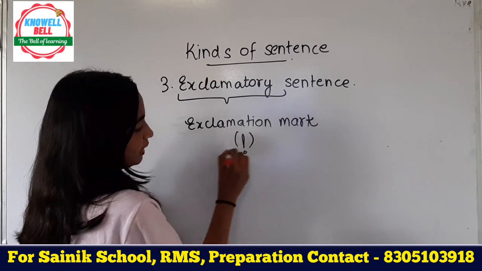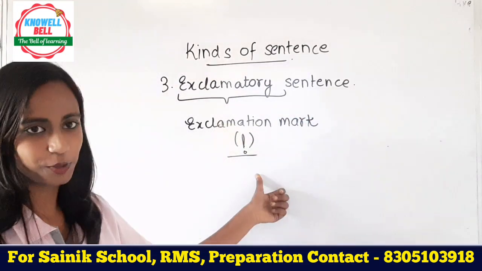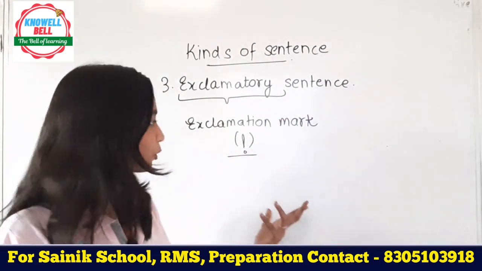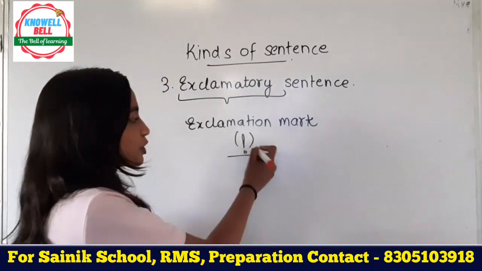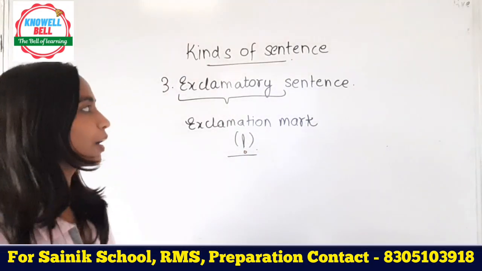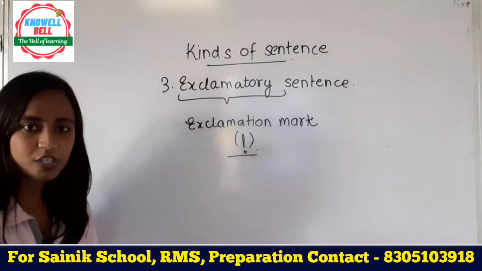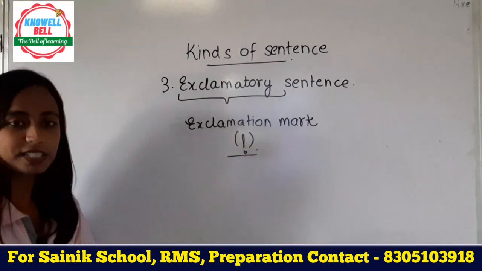ये symbol हम सभी ने देखा है. This is known as the exclamation mark. Okay. So the exclamatory word is derived from the exclamation mark. So यहीं से हमको clear हो रहा है. ऐसे sentences, the sentences which contain an exclamation mark, are known as exclamatory sentences.